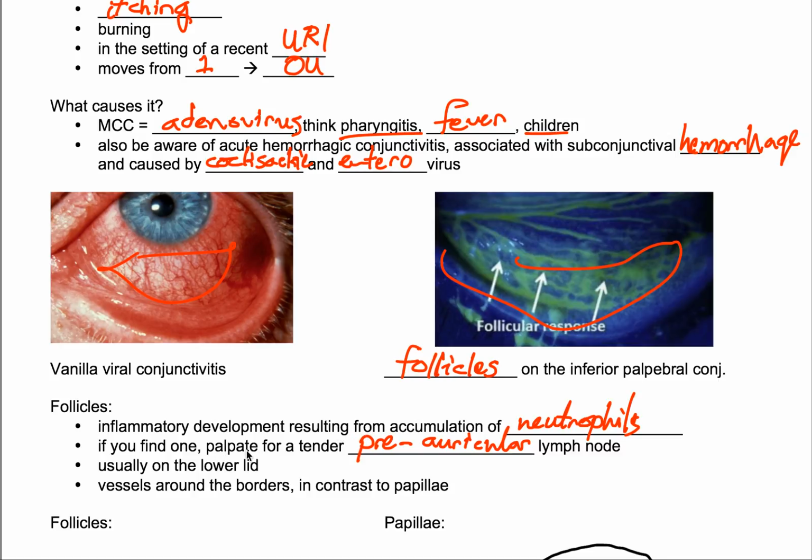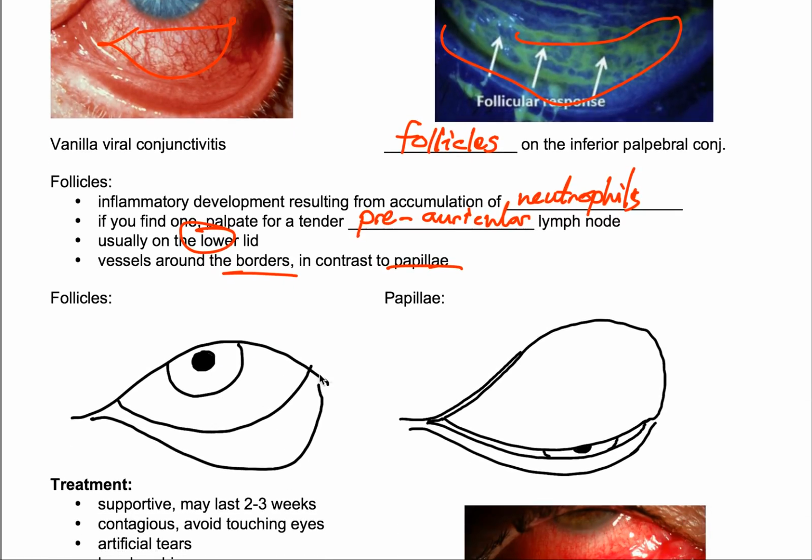Now again, follicles tend to be on the lower lid, and they have vessels around their borders, which is in contrast to papillae. Now papillae are also sort of raised masses, but they look a little bit different. So we'll cover this again briefly. Follicles result from the accumulation of neutrophils, and you see blood vessels accumulating around the borders. Now papillae come usually from allergic reactions, tend to be on the upper eyelid, and tend to have vascular tufts in the middle. So instead of seeing vessels around the border, you see them in the center.